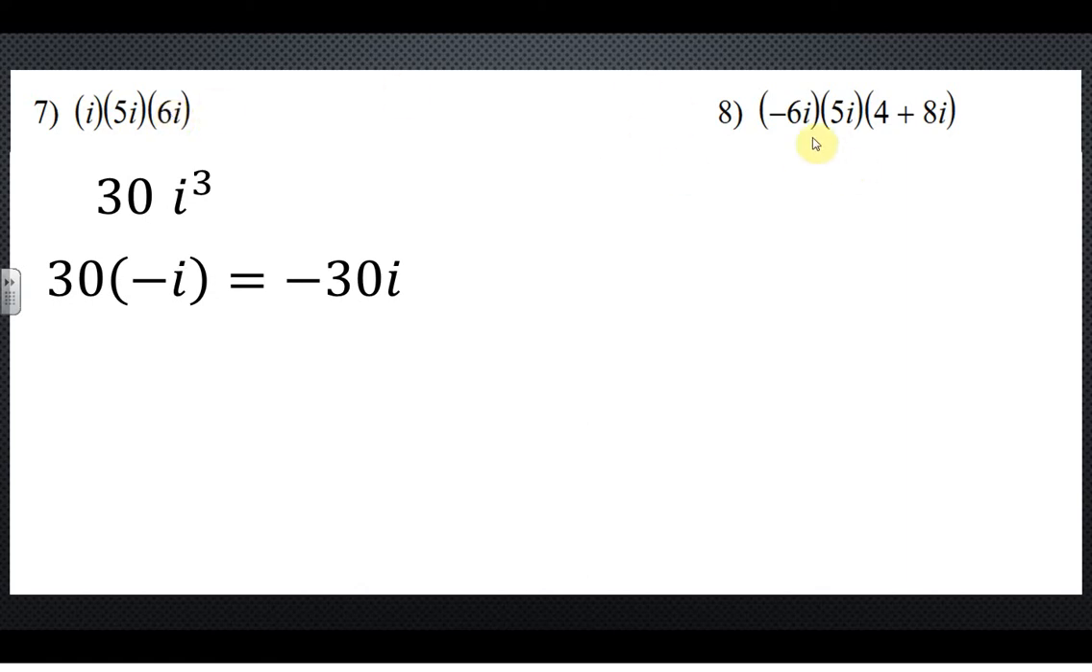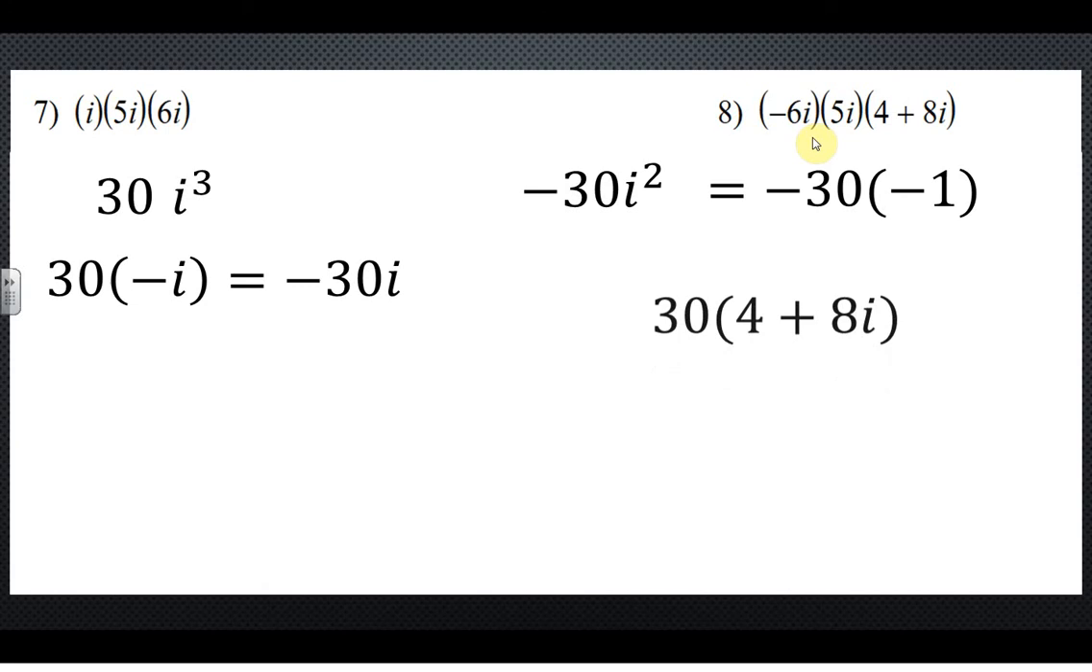Number 8. I think I'm going to do the first term first. So negative 6 times 5 is negative 30. I times I is I squared. I'm going to simplify that, because I squared is negative 1. So negative 30 times negative 1 is 30. So that cleans it up a bit.